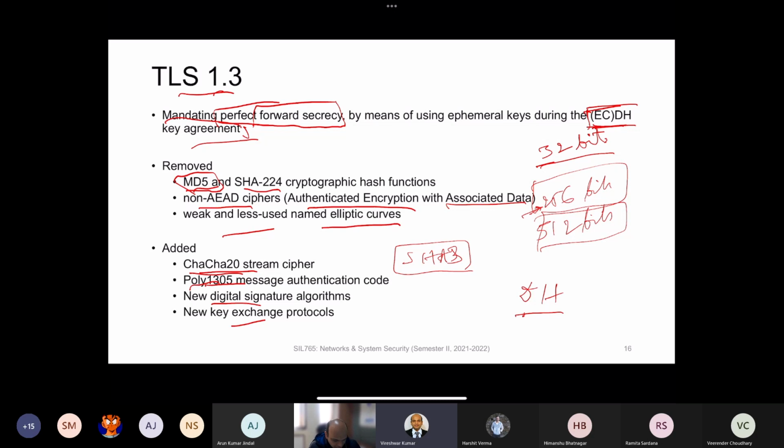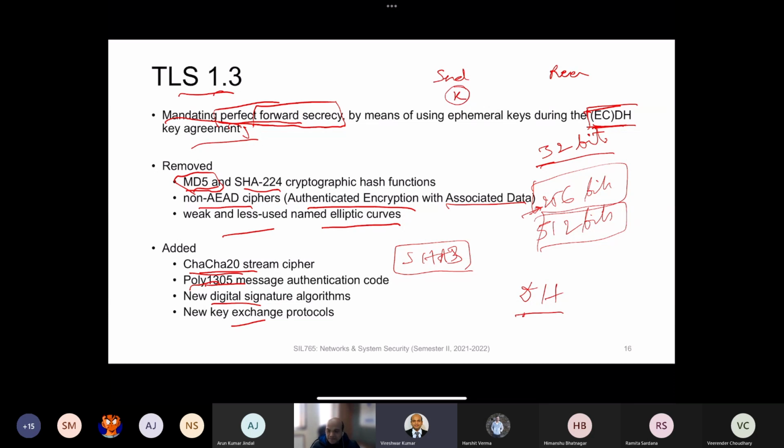Okay, so let me just talk a little bit about this perfect forward secrecy. Let me first ask you a quick question. Let's say you have a sender and a receiver, and they share a secret key K, and then they start communicating messages.